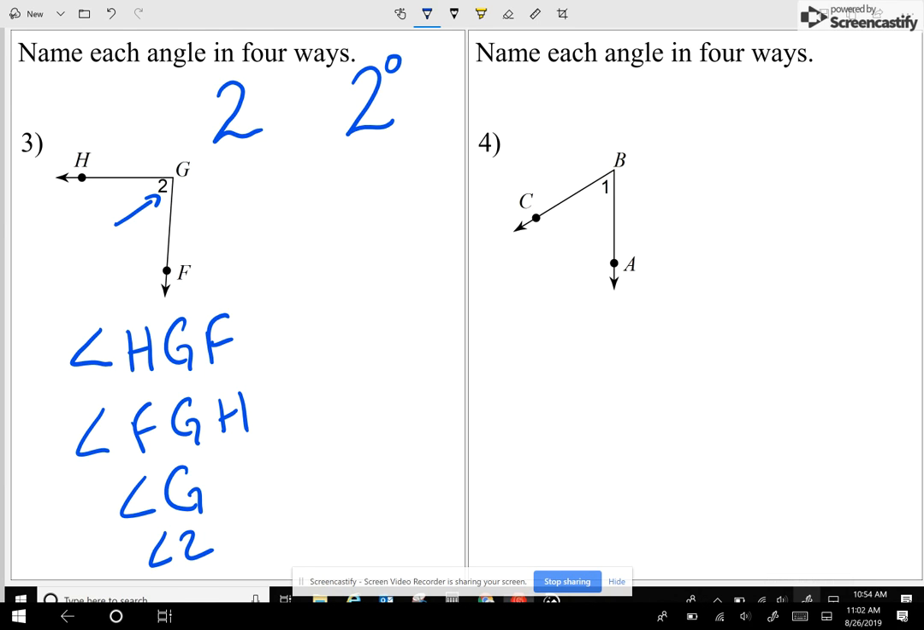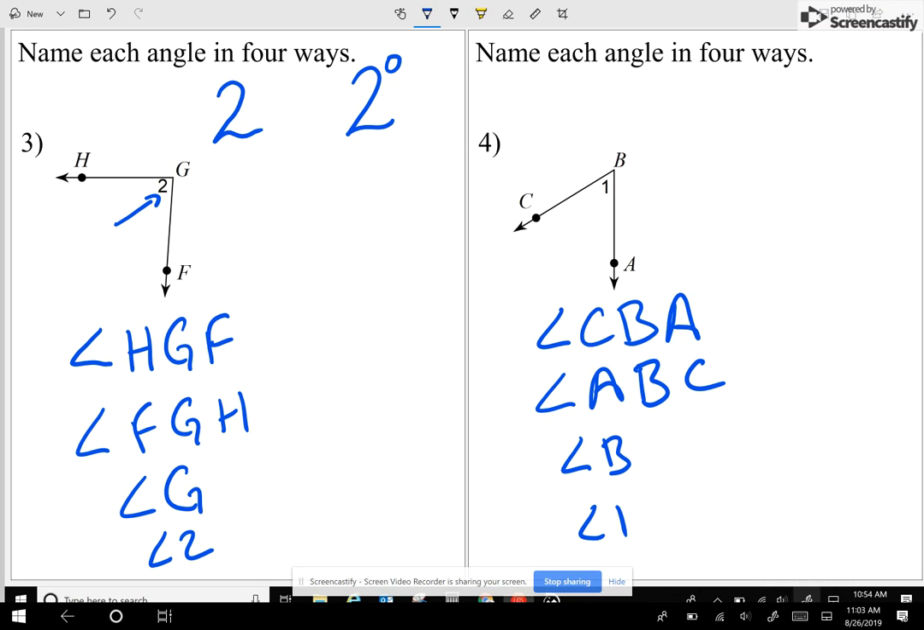The same thing with question number 4. I'm going to give you guys one of them. Using 3 letters is angle CBA. Now using 3 letters, what's another name? ABC. Nice. The vertex is in the center. What's another name? Angle B or angle 1. I got both. Okay, cool. Angle B and angle 1. Those are the 4 names.